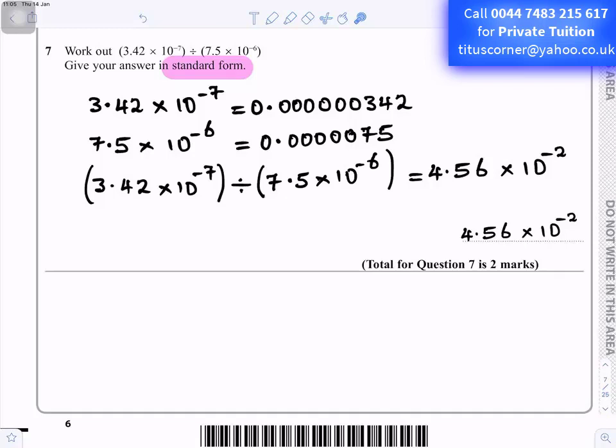You will use the number format in your calculator. You can watch one of my videos on how to use the Casio ClassWiz calculator to change a number to standard form, or to change a number from standard form to an ordinary number. You normally use the setup and format, and you use the number part of it to help you to change it from standard form to ordinary number. And your answer would be 4.56 times 10 to the minus 2.